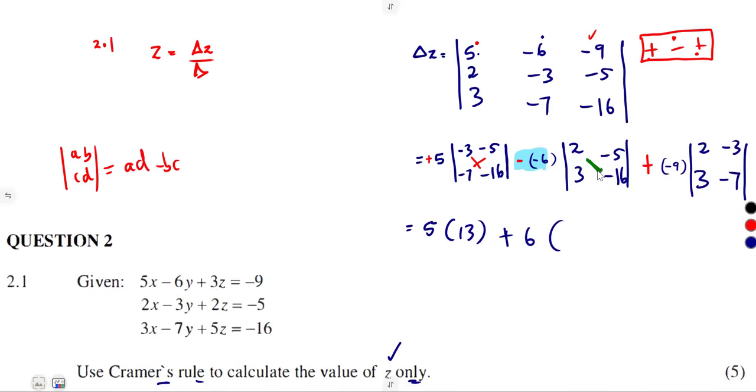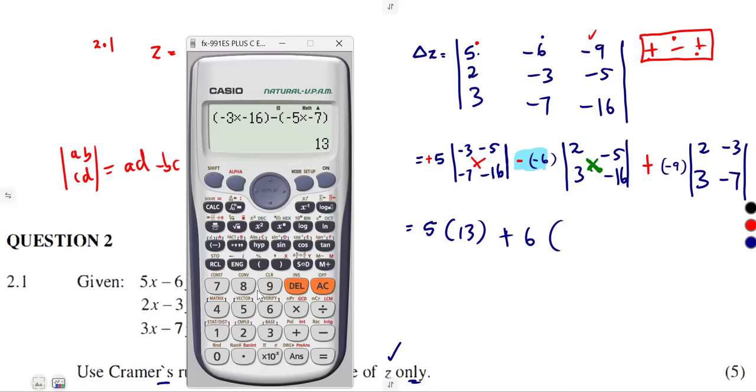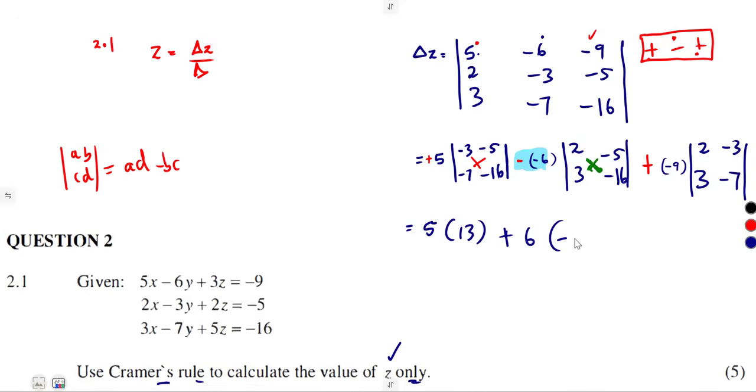Multiply these together, minus these together. So let us open a bracket for that: 2 times -16 minus -5 times 3 in a bracket. So this is -17. You do the same thing here, plus and a minus. That's a minus. You find your determinant.